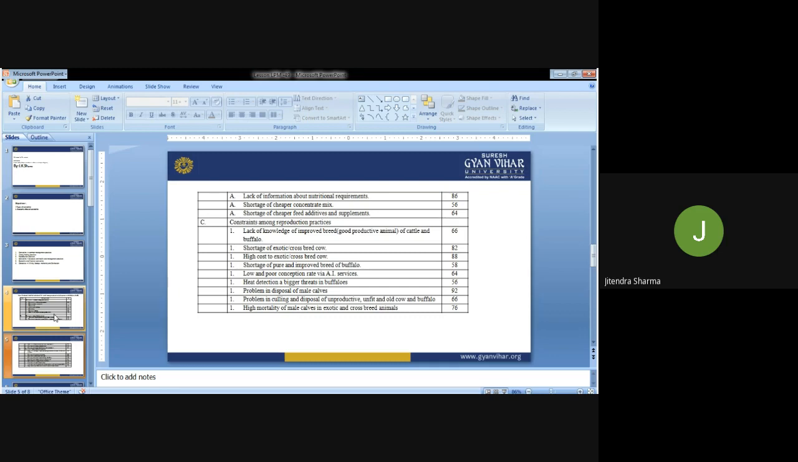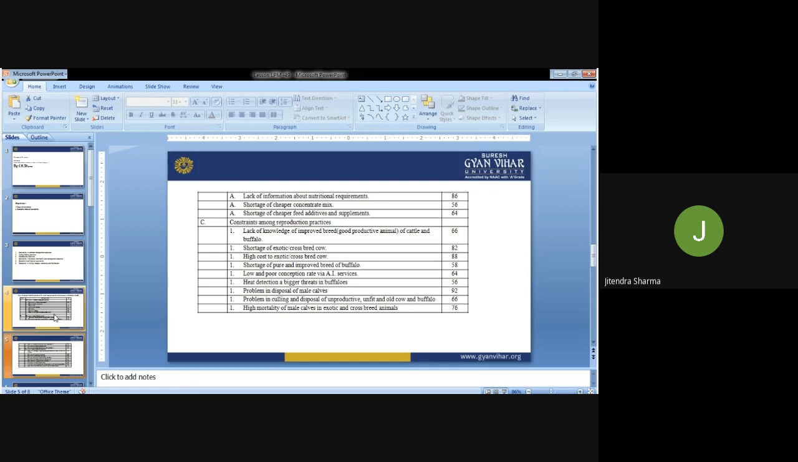Then the low and poor conception rate via AI service. Yes, this is very important. The dairy farmers who have expertise in this dairy business told that the conception rate via AI service is very low, and the researchers have also noticed during the discussion with the dairy owners that it is around 50%, and in the case of buffalo it is even less than 50%. It's around 35 to 40%.